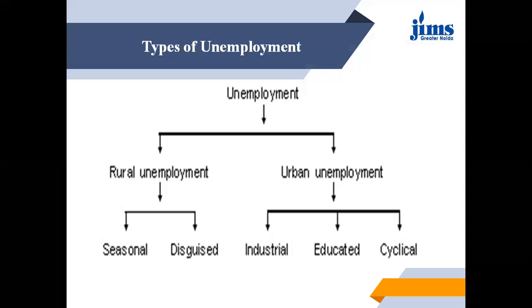Next is cyclical unemployment. Cyclical unemployment basically means the overall unemployment that results directly from the cycles of economic upturn and downturn. As we have seen in this pandemic, so many people lost their job. So this comes under cyclical unemployment. Unemployment typically rises during recession and declines during expansion.